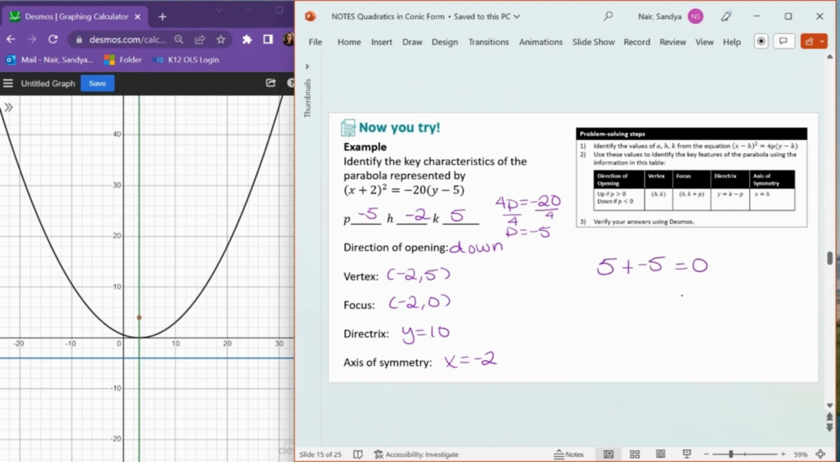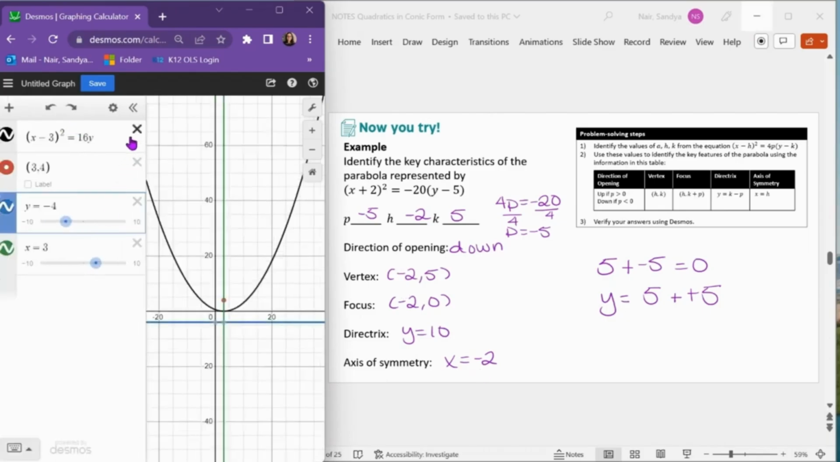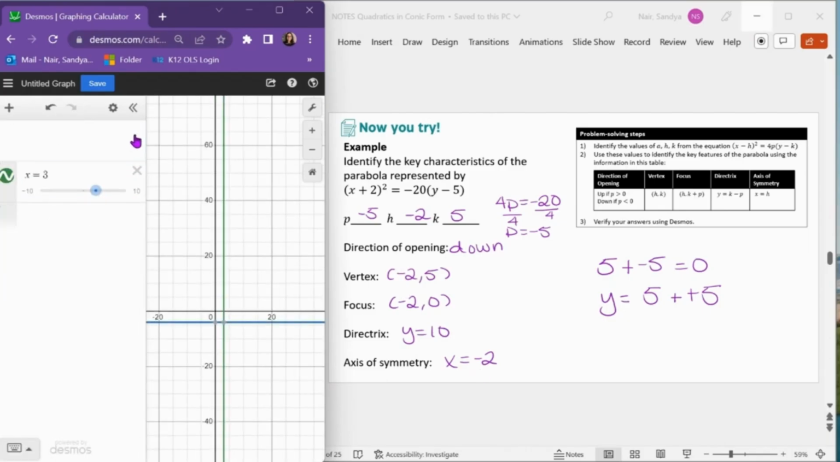The directrix will be y equals 10 because remember we do y equals k, which is 5, and then minus p, so minus -5. Well, minus negative turns into a plus. That's how we get y equals 10. The axis of symmetry will pass through the vertex, so that's how we get x equals -2. Remember that we can always verify all of this information in Desmos.